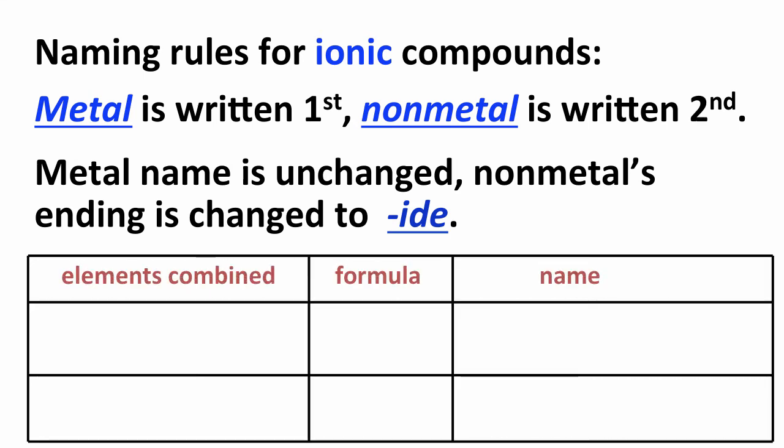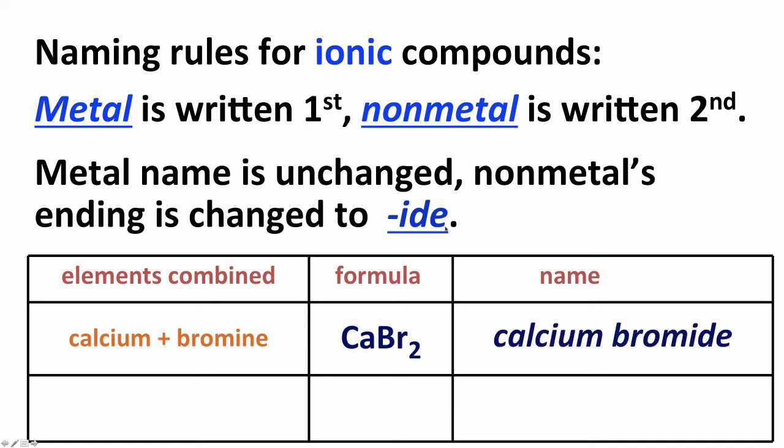So, for example, if our ionic compound is formed by the reaction of calcium with bromine, calcium's a metal, bromine is not a metal. Calcium makes a +2 ion, bromine makes a -1 ion, so we need 2 -1 ions to balance 1 +2 ion. The formula would be CaBr2, and then the name would be calcium bromide. We leave the metal name alone and we write it first, and then bromine we write second, but we change its ending to -ide, so bromide.